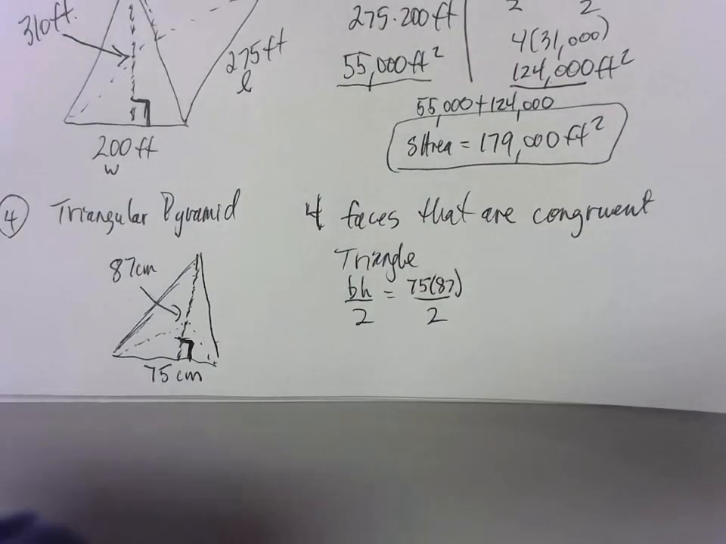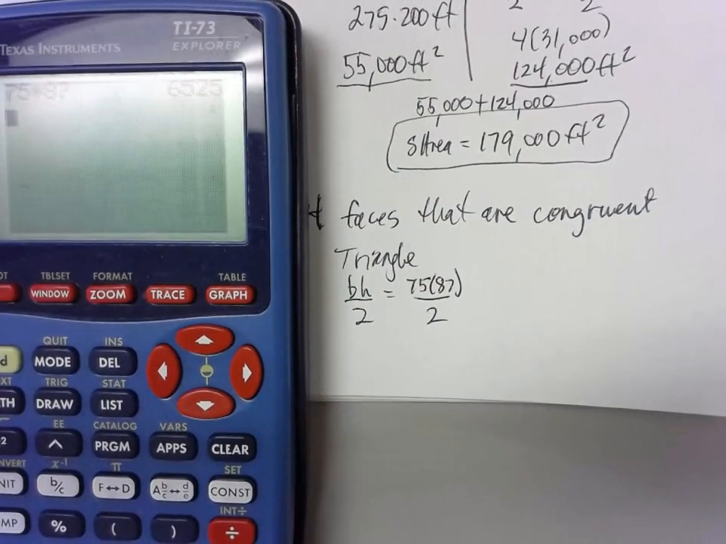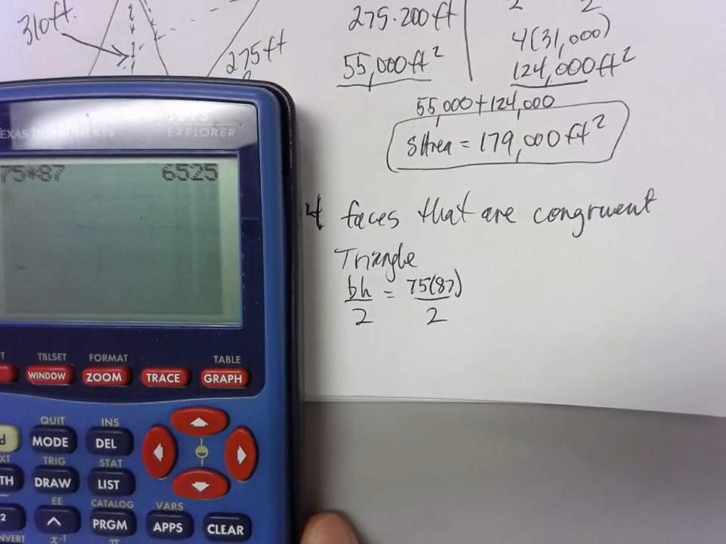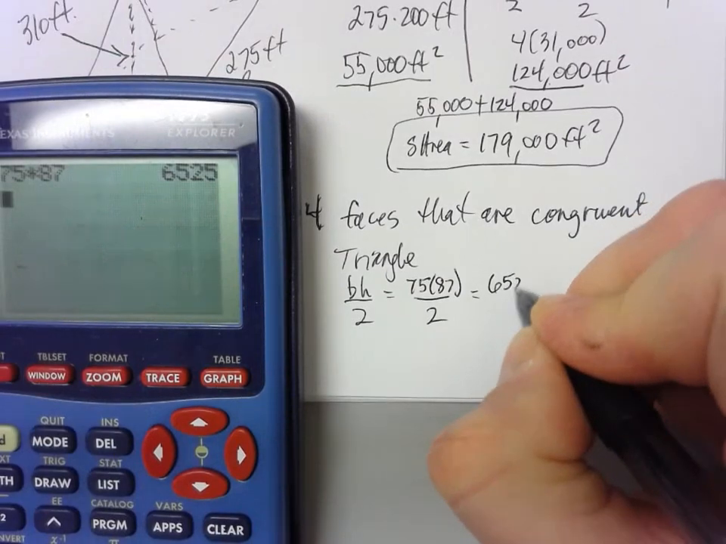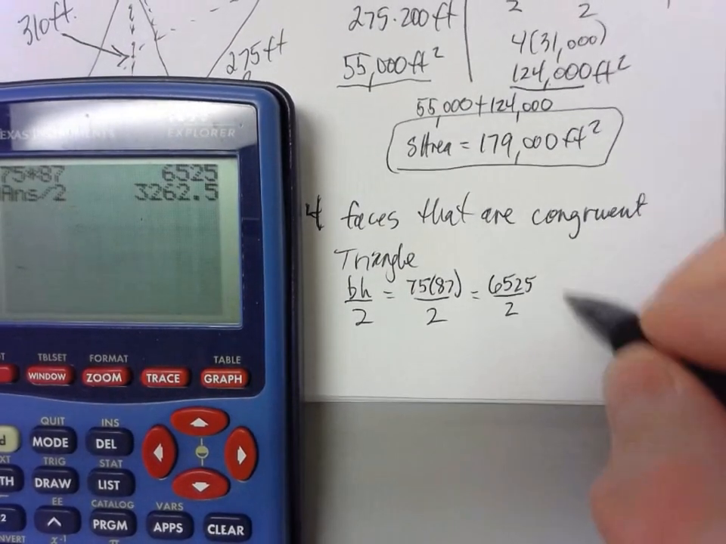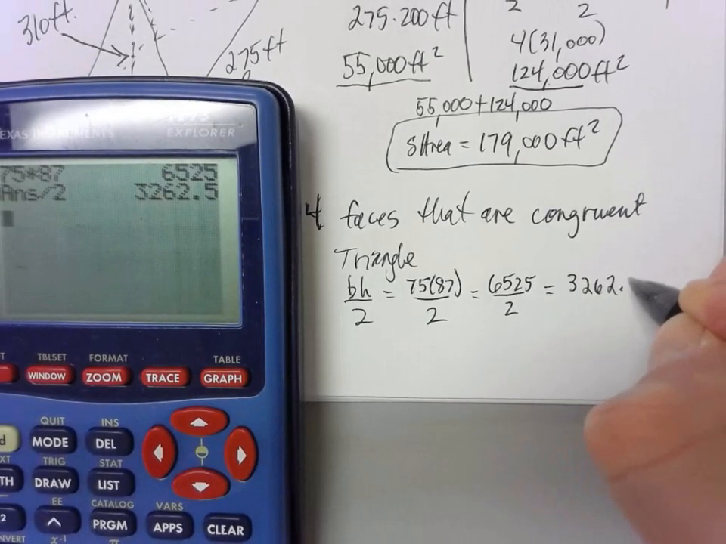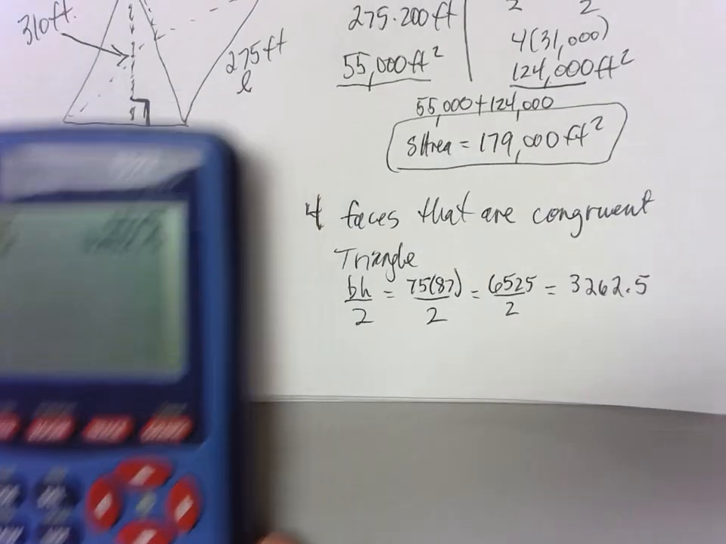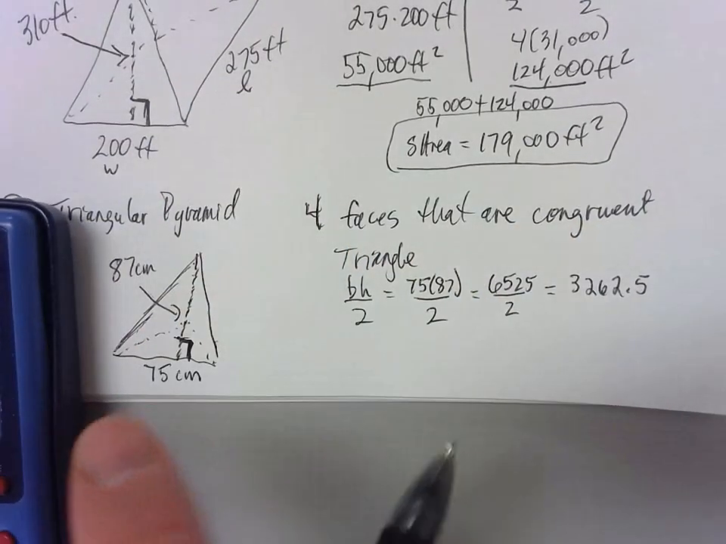Okay. 75 times 87 is, oh, can y'all see it? A little glare there. 6,525. Alright, I'm going to divide that by 2 to get the area of just one triangle. Alright, 3,262.5. And there are 4 of them, okay, because it's got 4 faces that are congruent. So all 4 of the triangles, okay.